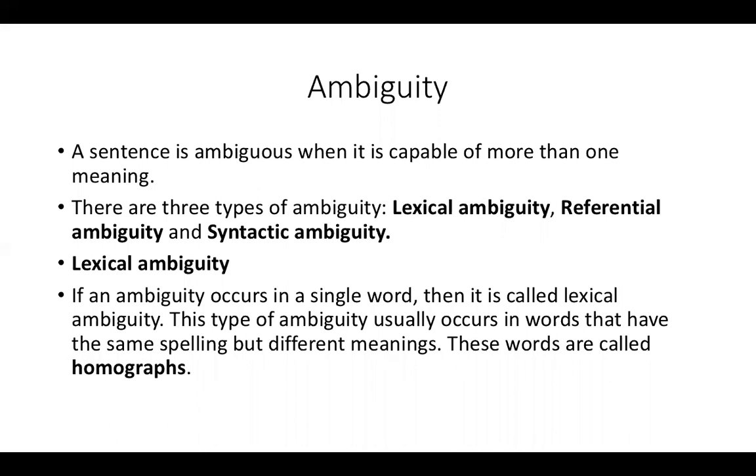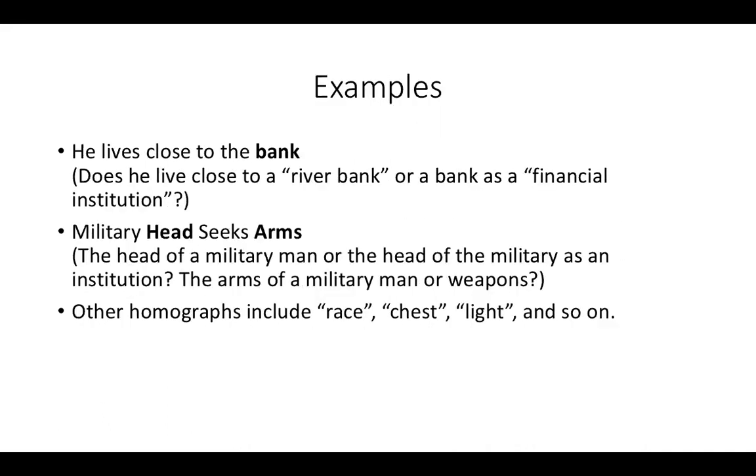So when a single word has more than one meaning, or the way it was used in a passage generates more than one possible meaning, you call that word a homograph. He lives close to the bank. Does he live close to a river bank or a bank as a financial institution?